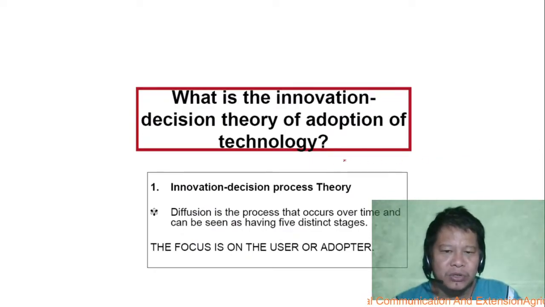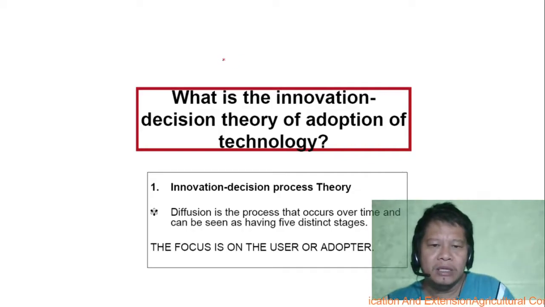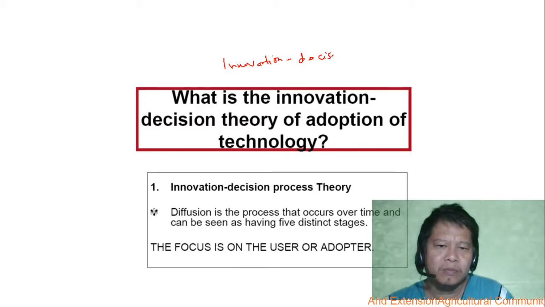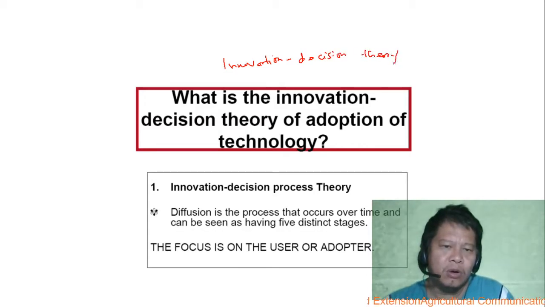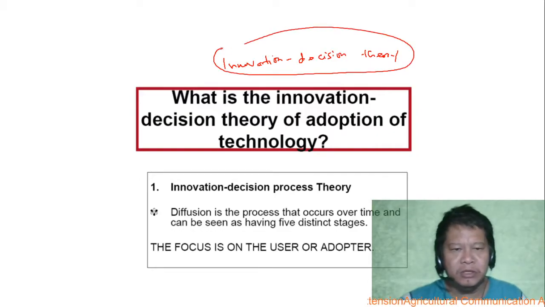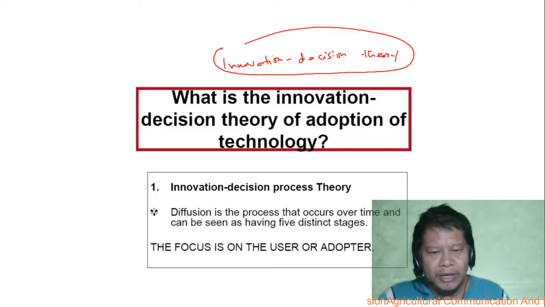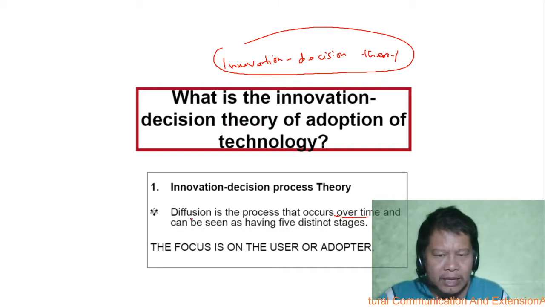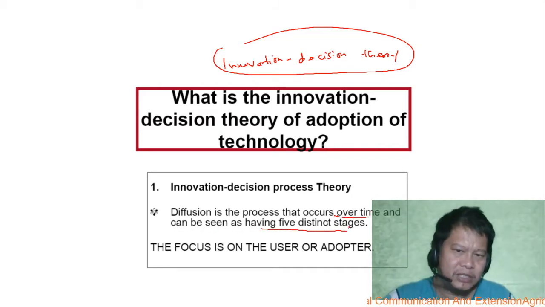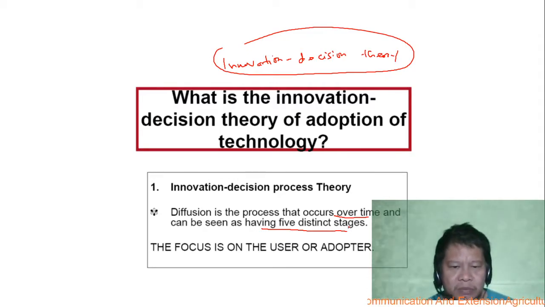So, what is the innovation decision theory of adoption? There is the innovation decision theory of adoption of technology. One, the innovation decision process theory. It says here that diffusion is a process that occurs over time and can be seen as having five distinct stages.